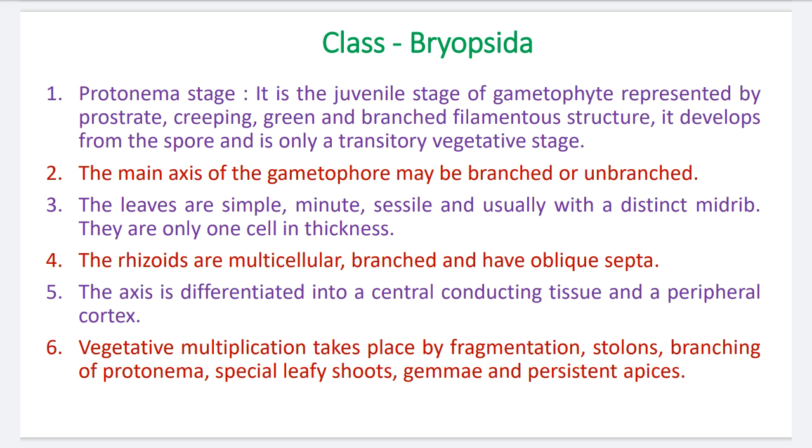Number 2, the main axis of the gametophore, meaning the gametophytic plant body, may be branched or unbranched. Here these branches are leafy branches. The plant body is erect, not horizontal or prostrate to the substratum.